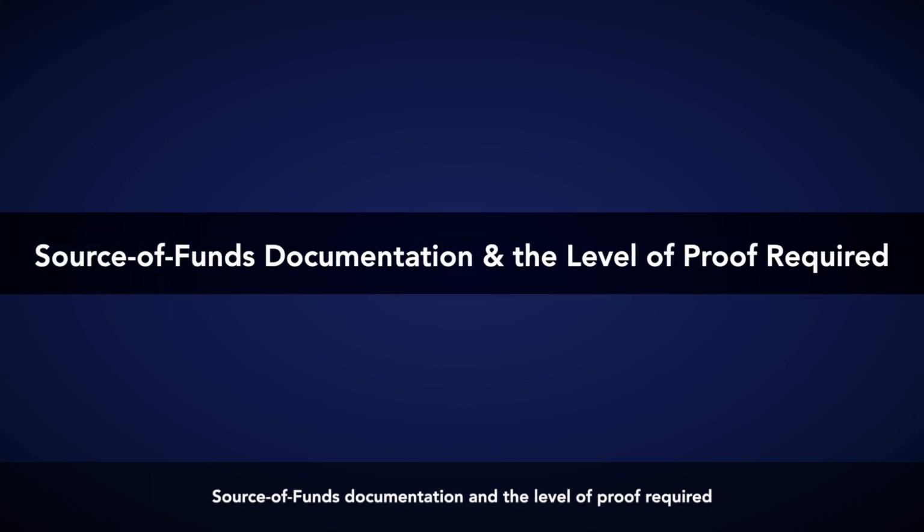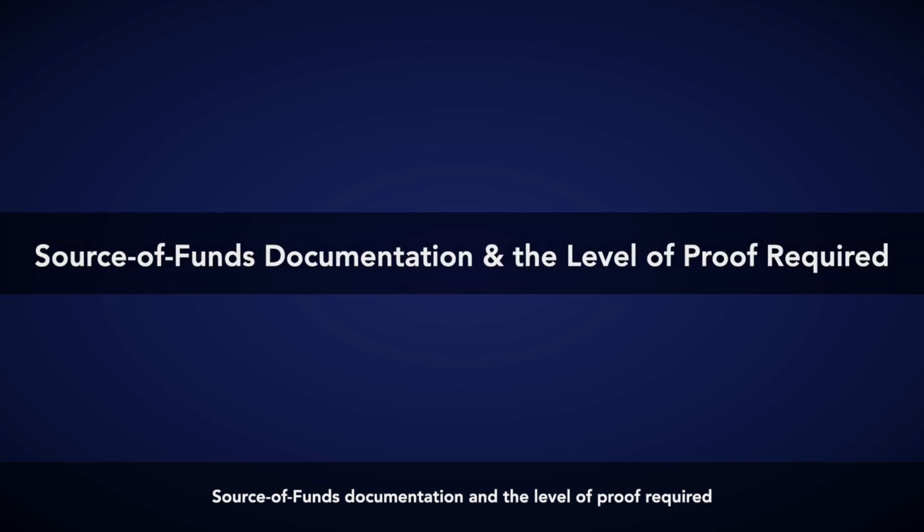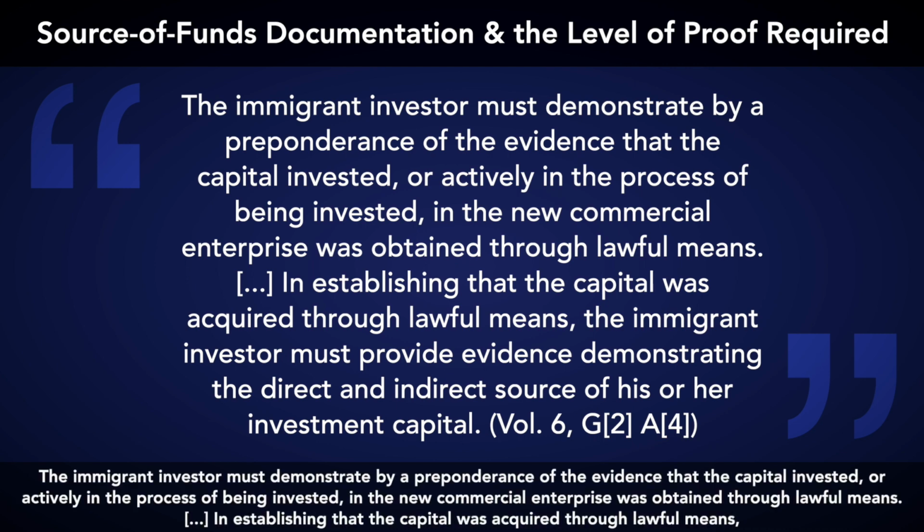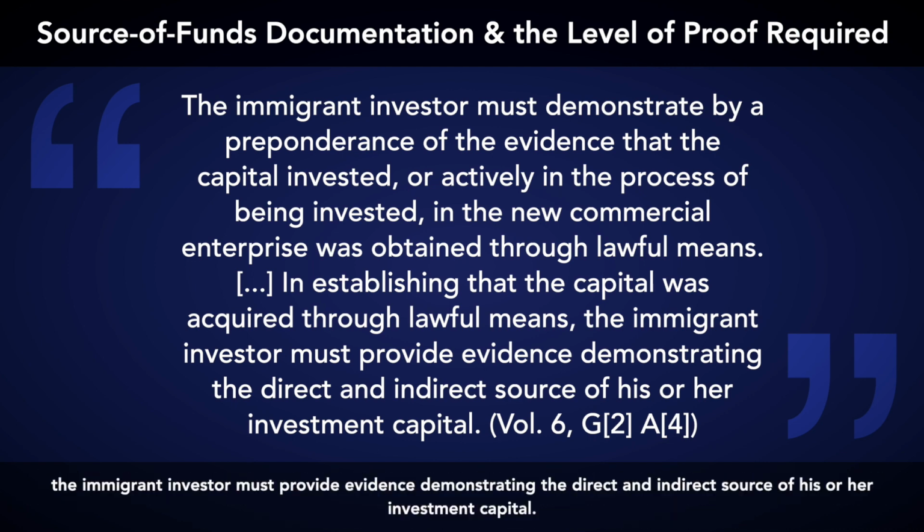Source of funds documentation and the level of proof required. USCIS sets out the source of funds requirements for EB-5 investors in its policy manual. The immigrant investor must demonstrate by a preponderance of the evidence that the capital invested, or actively in the process of being invested, in the new commercial enterprise was obtained through lawful means. In establishing that the capital was acquired through lawful means, the immigrant investor must provide evidence demonstrating the direct and indirect source of his or her investment capital.